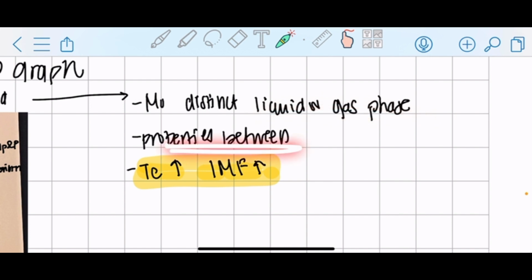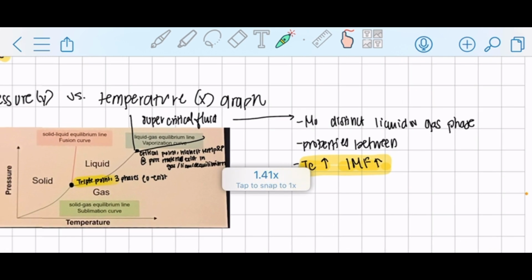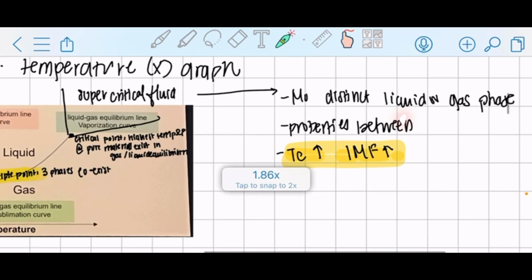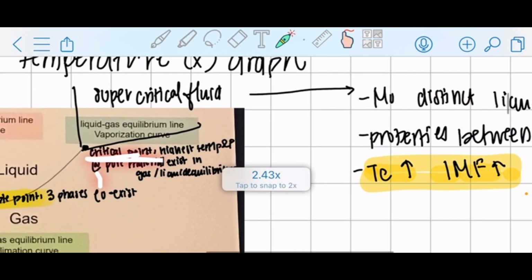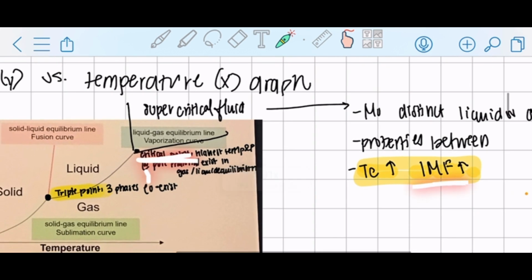It has properties between a liquid and a gas. It has stronger intermolecular forces and makes a great solvent. And we can see the temperature for the critical point increases with intermolecular forces.